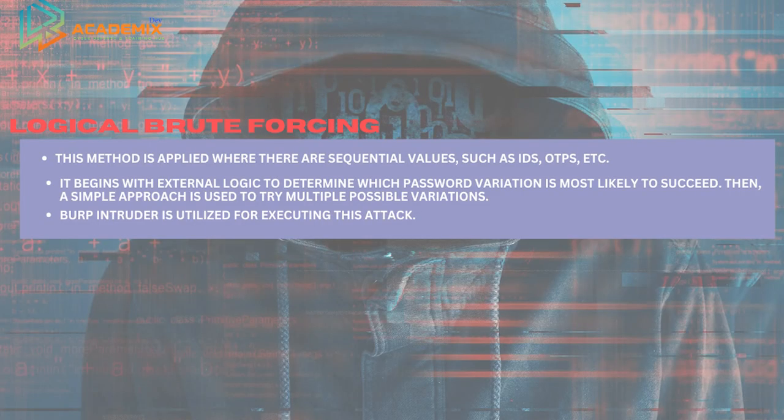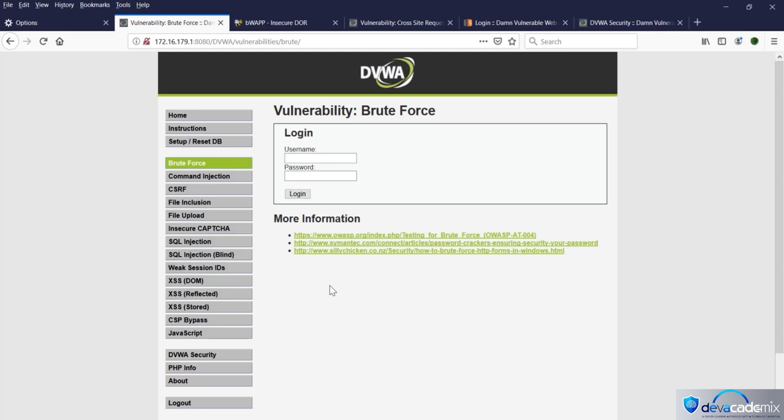What is logical brute forcing? It takes place where there are sequential values, IDs, OTPs, etc. It starts from external logic to determine which password variation may be most likely to succeed, and then continues with a simple approach to try many possible variations. Over here also we use Burp Intruder for this attack. How can we perform a brute force attack in a testing environment?